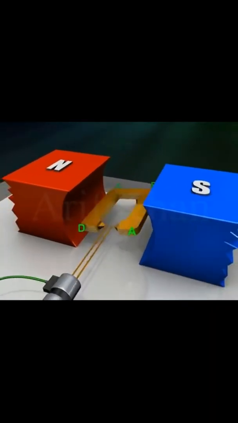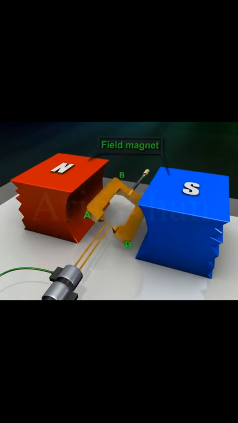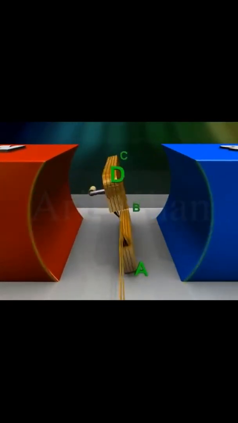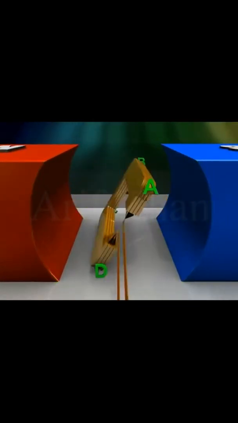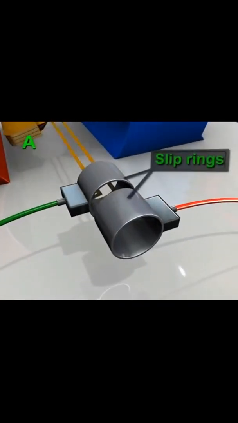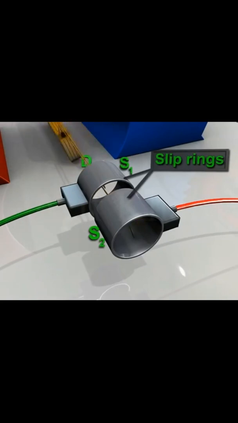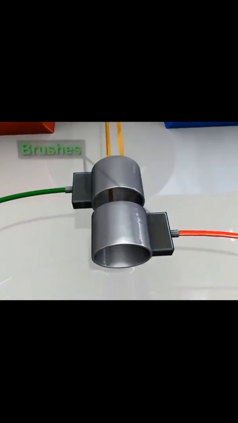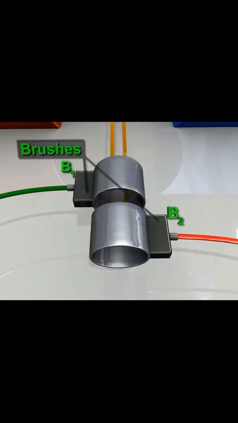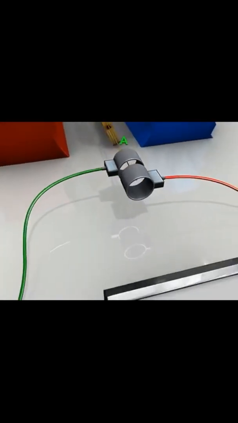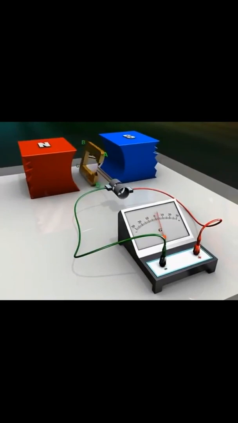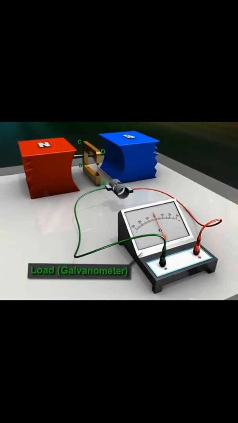A field magnet. It may be a strong permanent magnet with concave poles. Two slip rings S1 and S2. These are connected to the armature and thus rotate with it. Two brushes B1 and B2. They provide electrical contact with the slip rings and a load, which may be a galvanometer as shown.